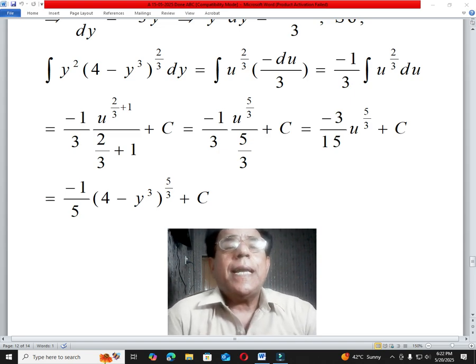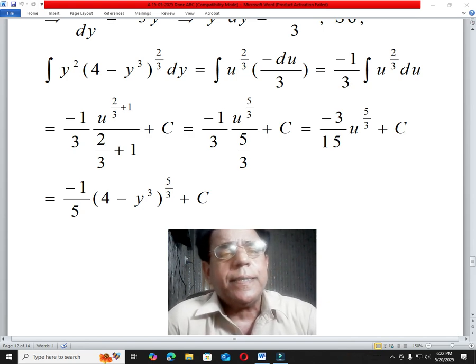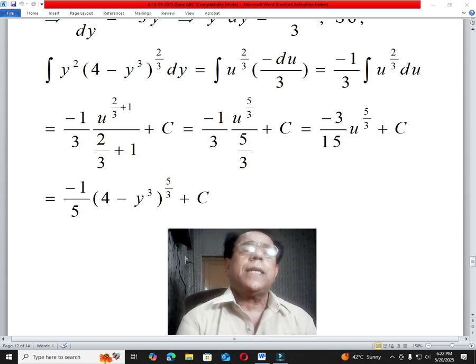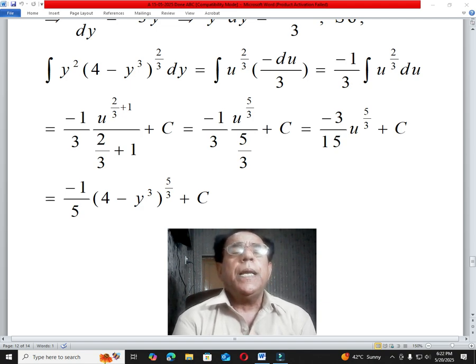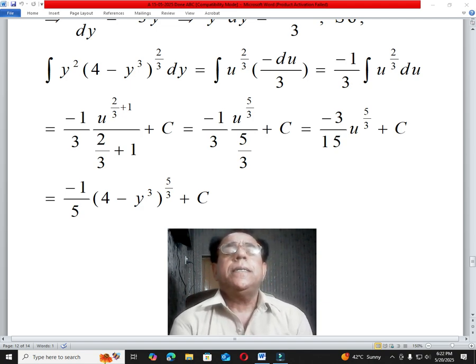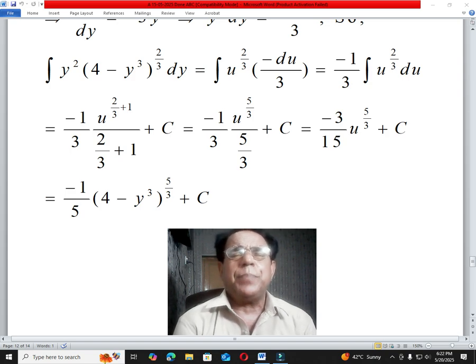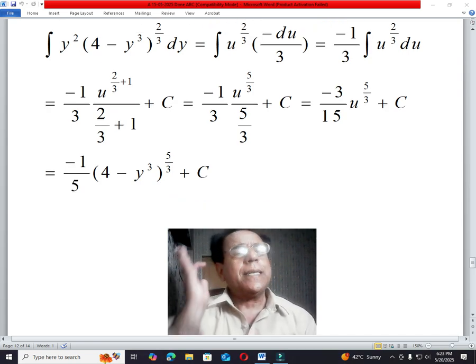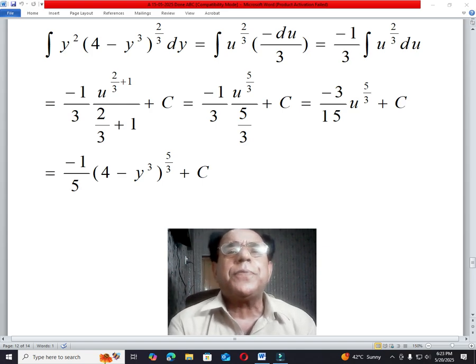In the next step, we know that a fraction in the denominator is reversed, so the denominator of the denominator appears in the numerator. So our next step will be minus 3 by 15 u raised to power 5 by 3 plus c. Definitely minus 3 and 15 will be cancelled, and minus 1 by 5 will become, 3 into 5 equals 15. To this extent our answer is complete. Minus 3 by 15 u raised to power 5 by 3 plus c.